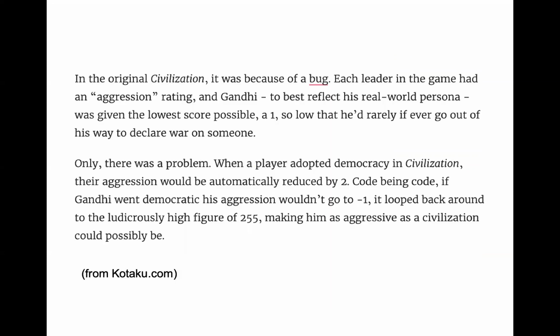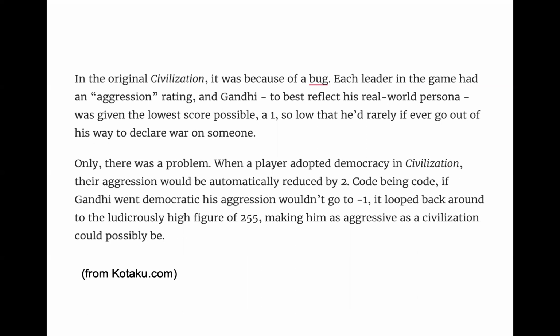So I'll show one more example, and this one's also from computer games. In the original Civilization game, it represented world leaders, and the Gandhi leader was given the lowest possible aggression score. So he was given an aggression rating of 1, meaning that he would rarely throw nukes at you. The problem is that there was a condition in the game that would cause aggression to be reduced by 2.